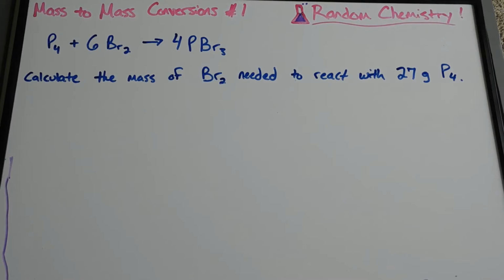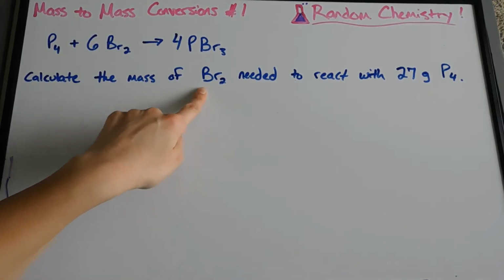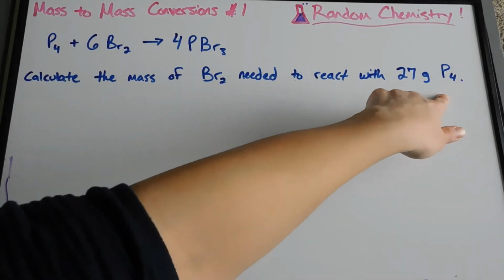Now the very first step when doing mass-to-mass conversions is to make sure your chemical equation is balanced. If the question does not specifically state that your equation is balanced, you need to double check and make sure it is yourself. Once you know for sure that your equation is balanced, then you need to find the molar mass of the formulas that it's asking. So you need the molar mass of Br2 and the molar mass of P4.